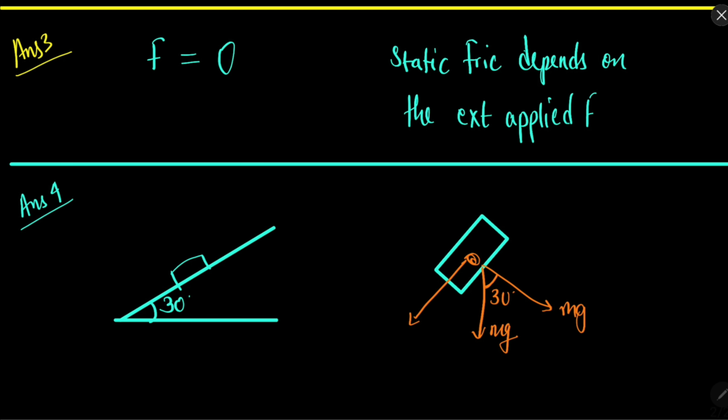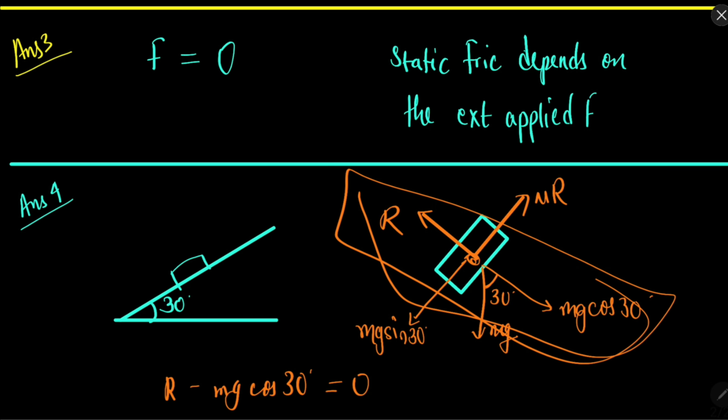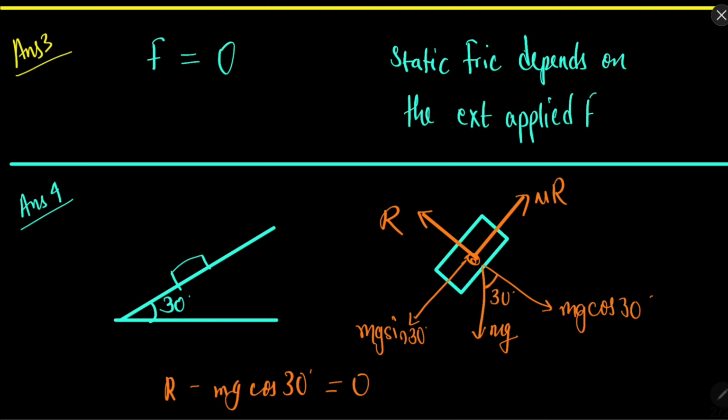So this will be mg cos theta, that is cos 30 degree, and this will be mg sin 30 degree. Now the block is moving down, so the frictional force will be upward, mu R, and obviously there will be normal force R. So these are the forces acting. First of all, R minus mg cos 30 degree equal to 0 because there is no motion in this direction. So from here R is equal to mg cos 30 degree.